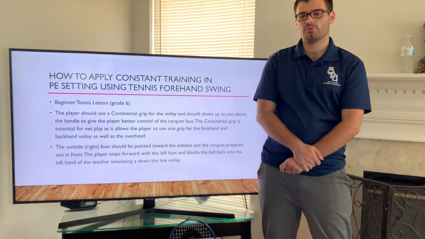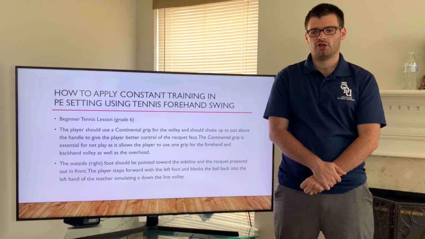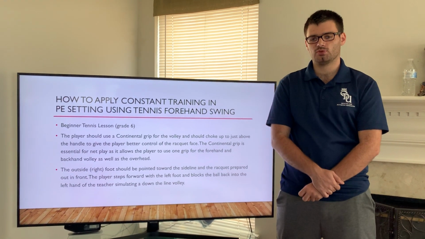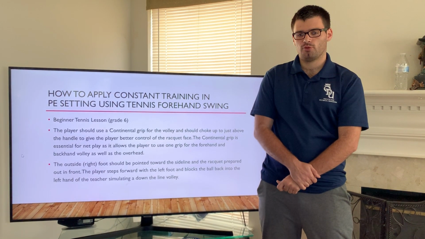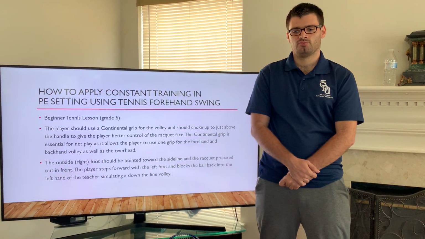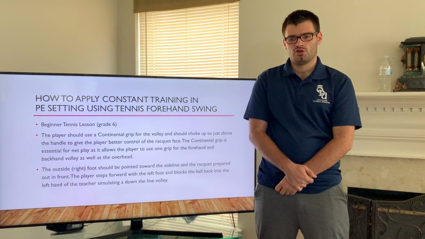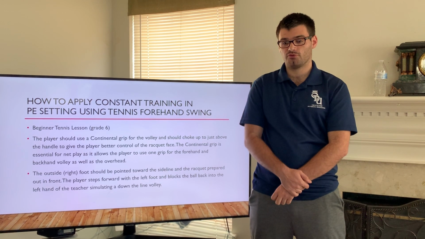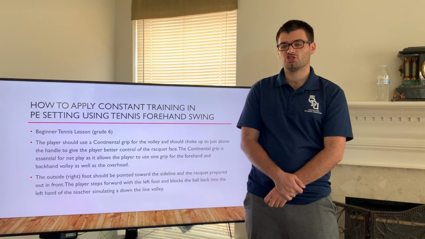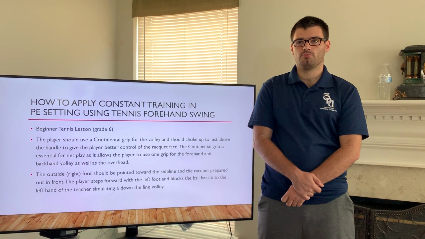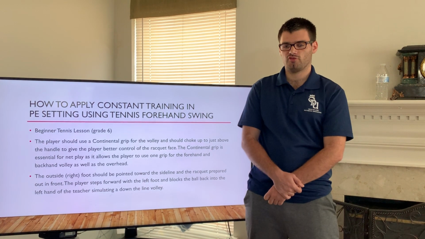So how to apply constant training in a PE setting using the tennis forehand swing. So for a beginner tennis lesson, this is for grade 6. The player should use a continental grip for the volley and should choke up to just above the handle to give the player better control of the racket face.